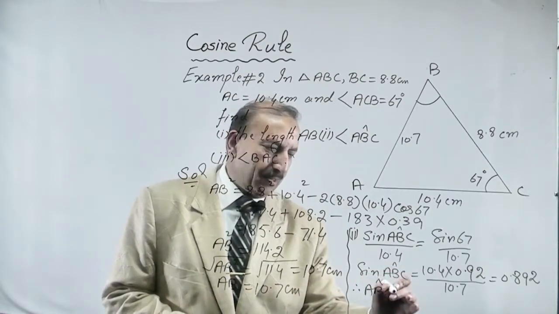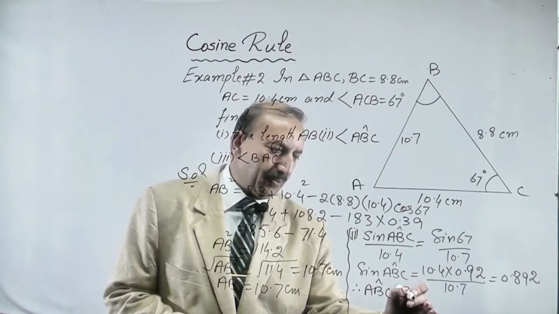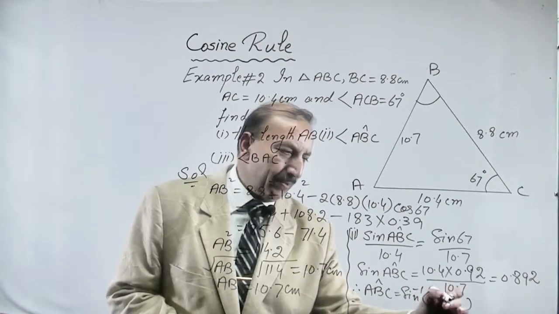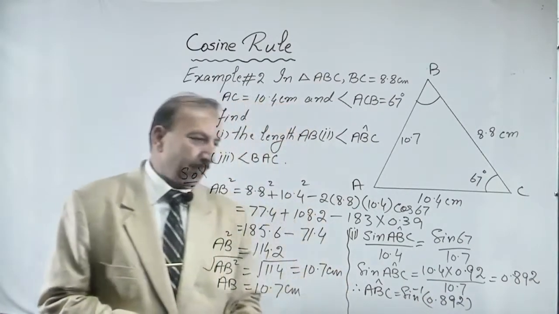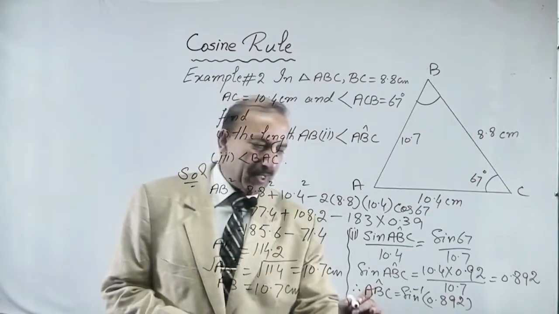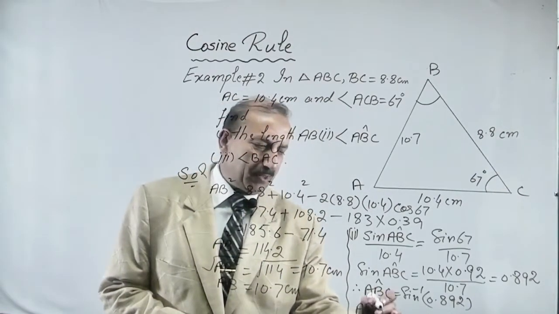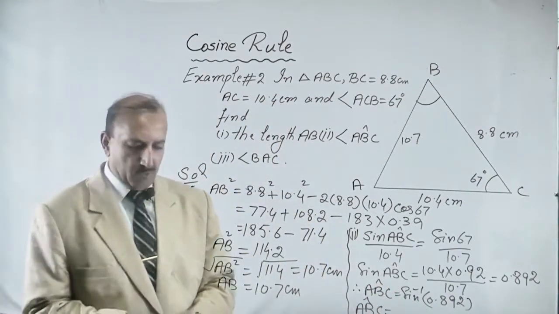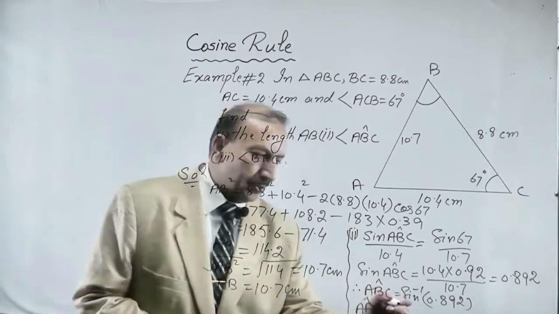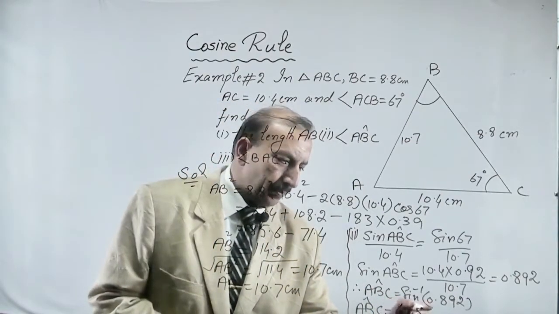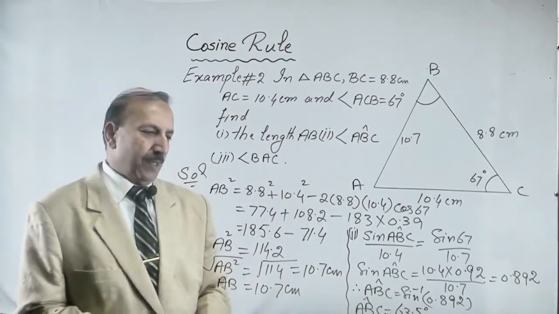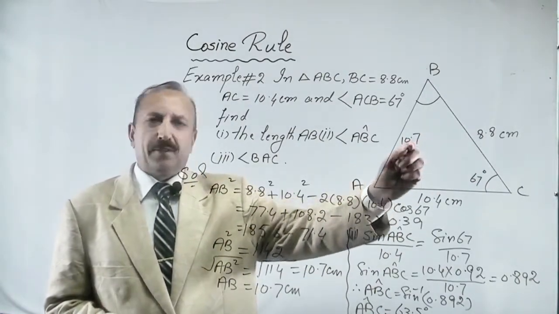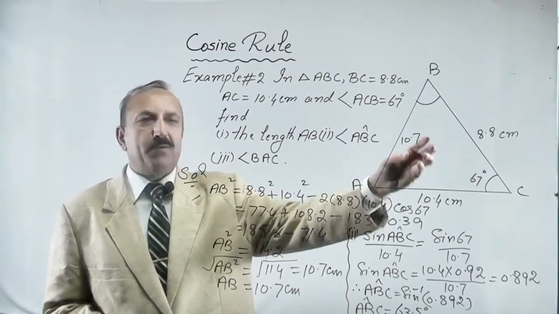Therefore, angle ABC is equal to sine inverse of 0.892, my dear. Then angle ABC is equal to, we will operate this sine inverse and we will get 63.5 degrees, my dear. So here you can see when we got this length, now we have a choice to use the sine rule.